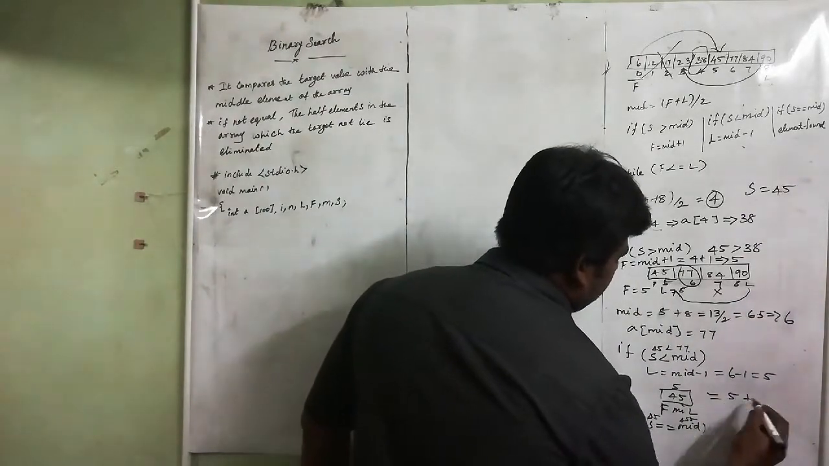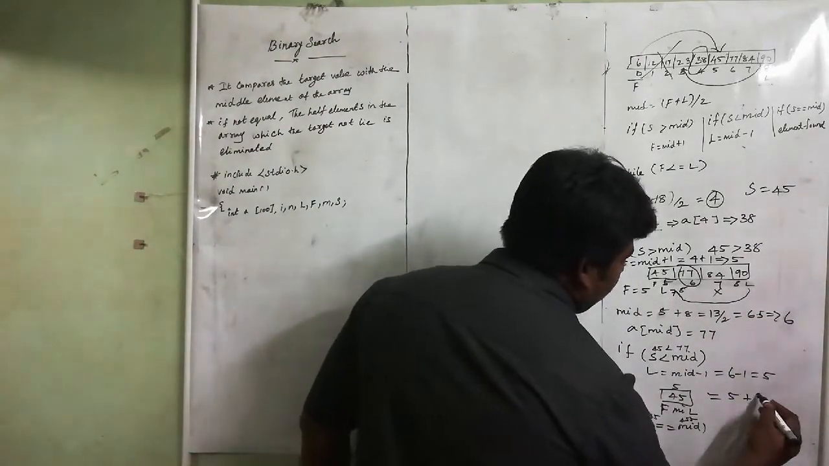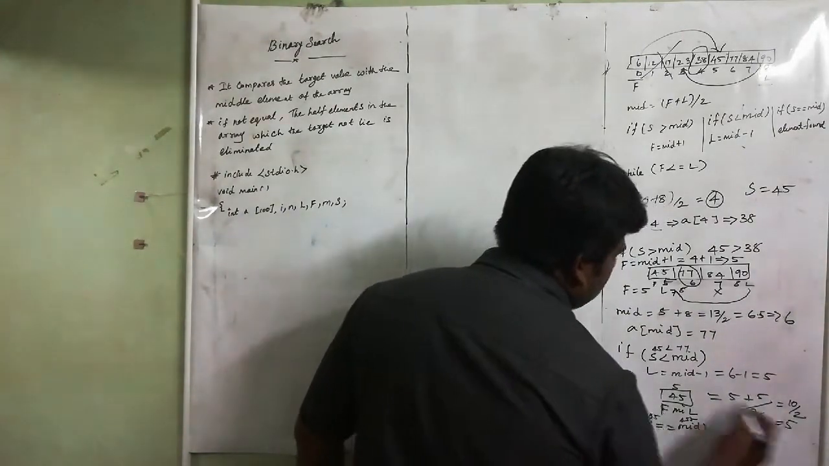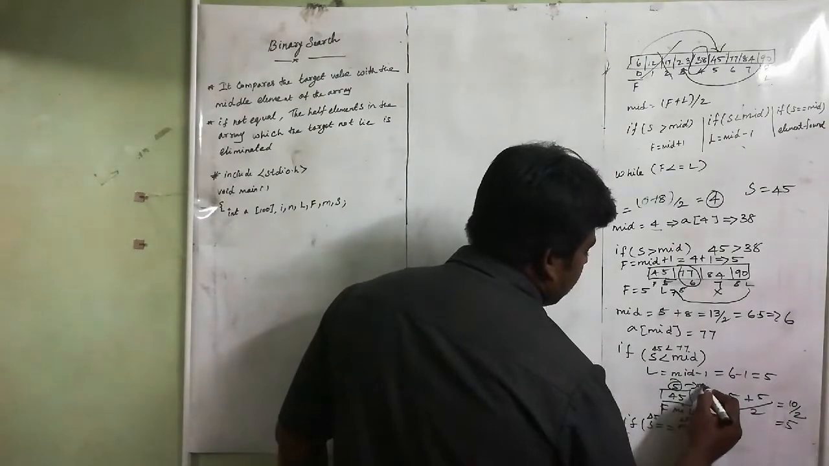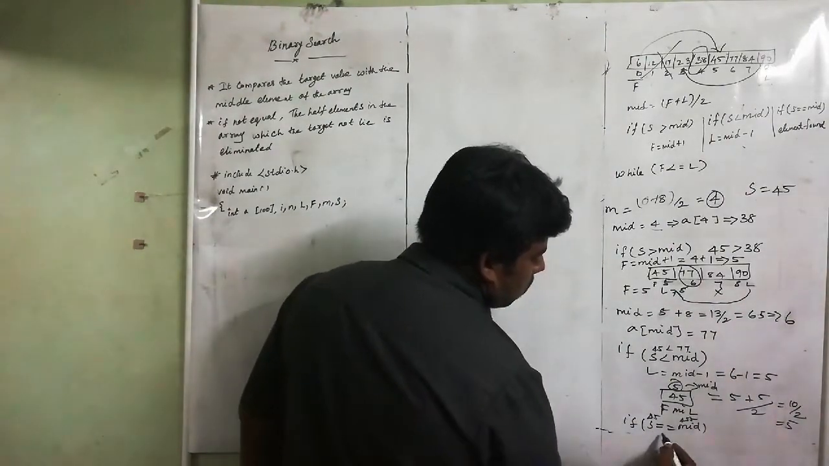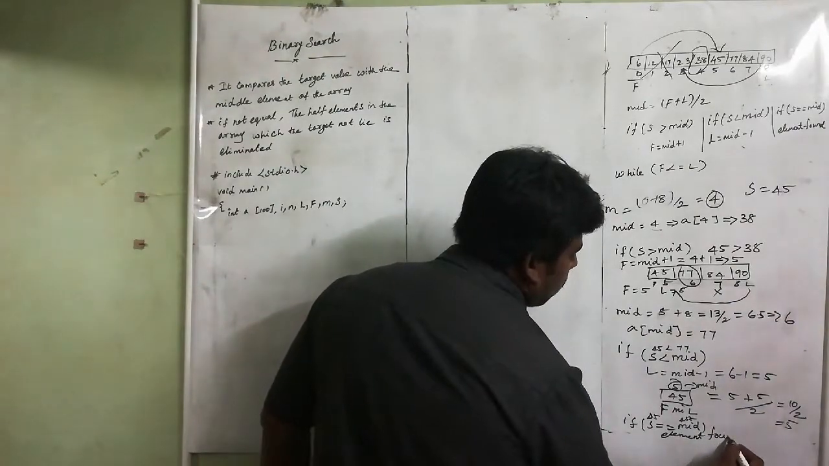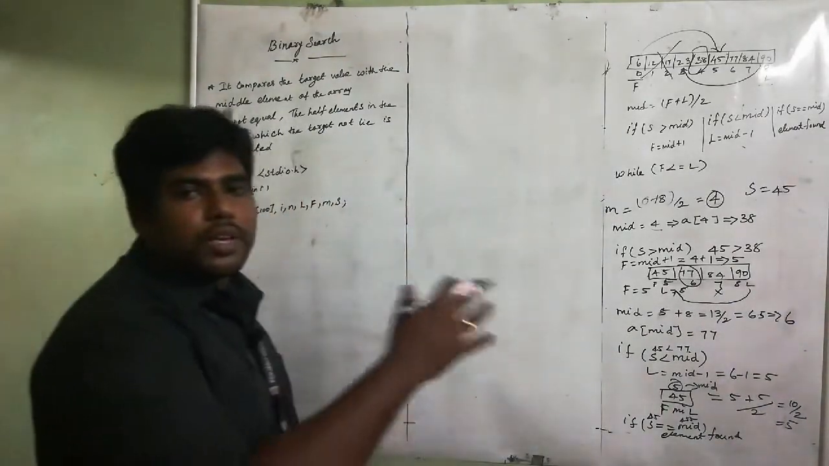5 plus 5. Here the index is 5, right? 5 plus 5 divided by 2, so 10 by 2, you will get 5. This is the mid. So element found. Element found. All of you understood the logic.